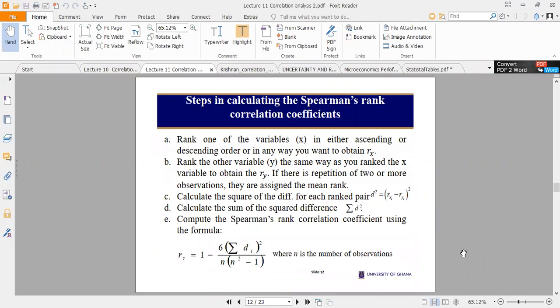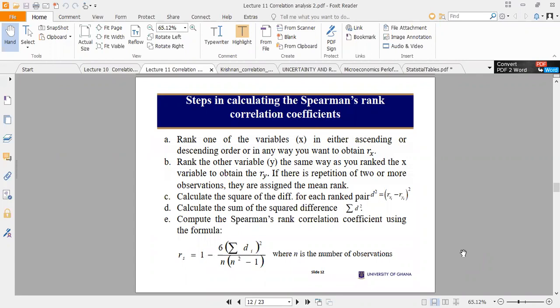So for example, if you want to use ascending order, then it means that the smallest number will take rank 1, and then the highest number will take the last rank. If it's descending order, then the highest number will rather be taking 1, and then the smallest one will take the highest rank. But then you have to be careful, because if you use ascending order for ranking X, you should use ascending order for ranking Y. If you use descending, it must be descending for both. Okay, don't use descending for one and then ascending for the other. As soon as you do that, you get it wrong.